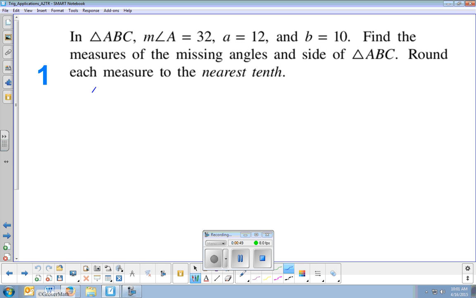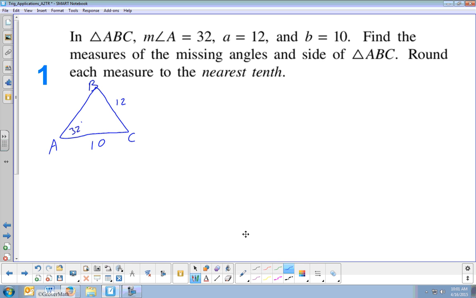If we drew this picture out, and it's always helpful to draw a picture if they don't provide you with one. Here's angle A, angle B, angle C, clearly not drawn to scale. So this is 32 degrees. Side A is 12, side B is 10. And so we're missing a couple of things. We're missing side C, we're missing angle B and angle C. So we have to find two angles and one side.